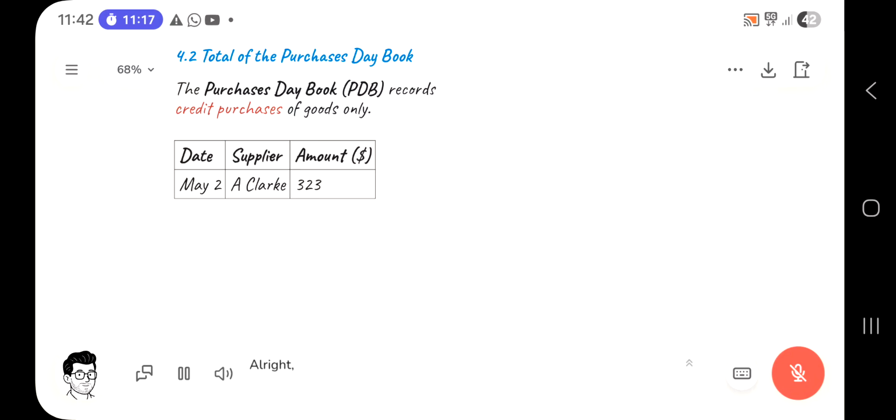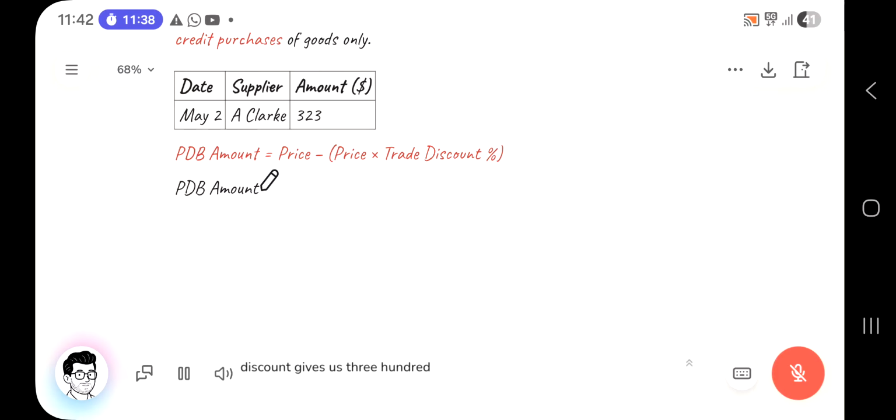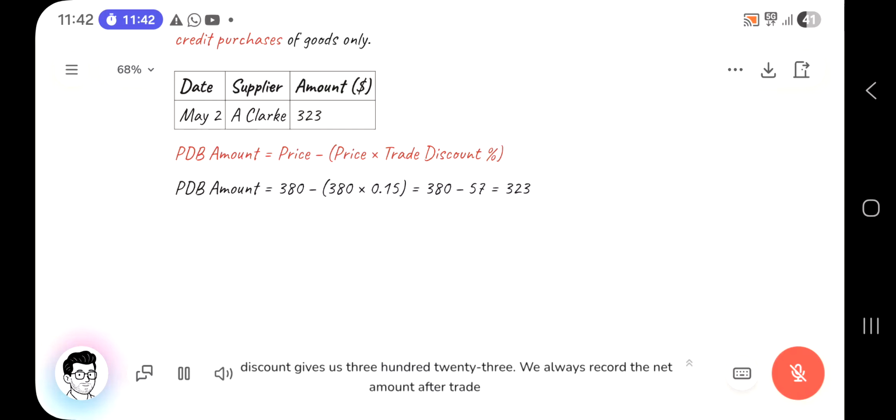All right, first one is May 2nd. We bought goods from A. Clark. The price was $380, but we got a 15% trade discount. Using our equation, 380 minus the $57 discount gives us 323. We always record the net amount after trade discounts.